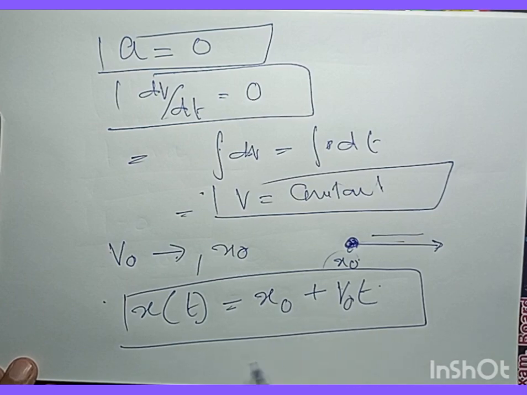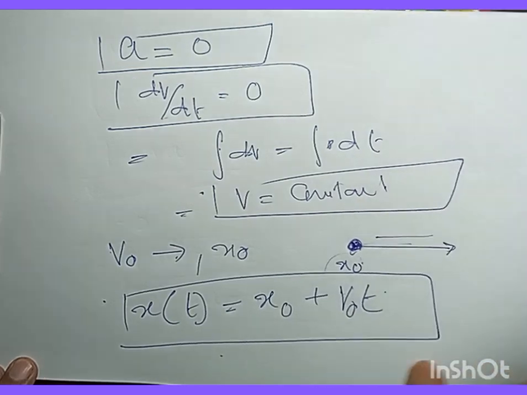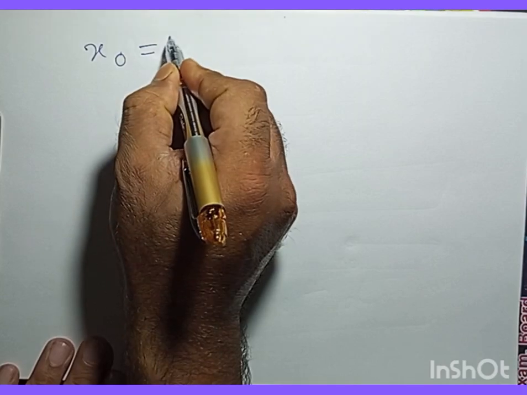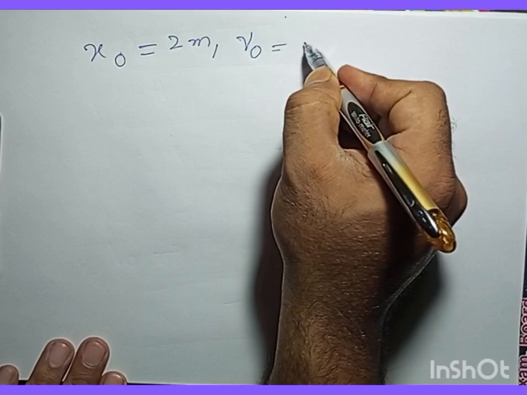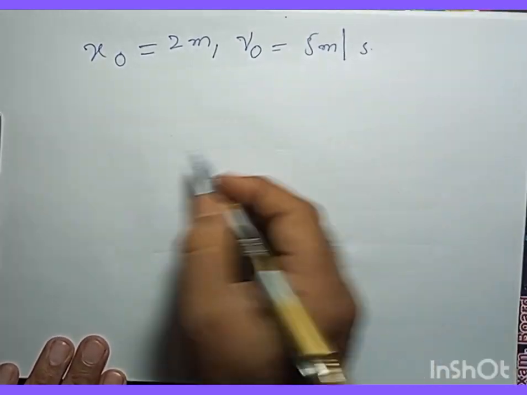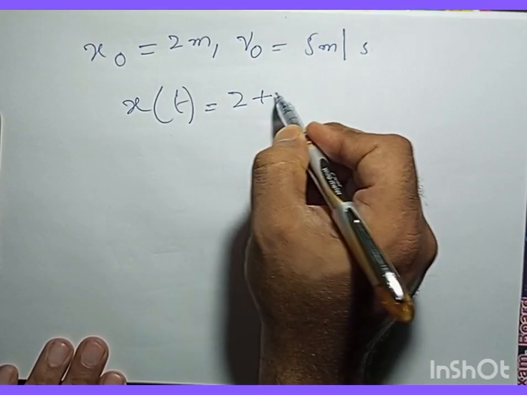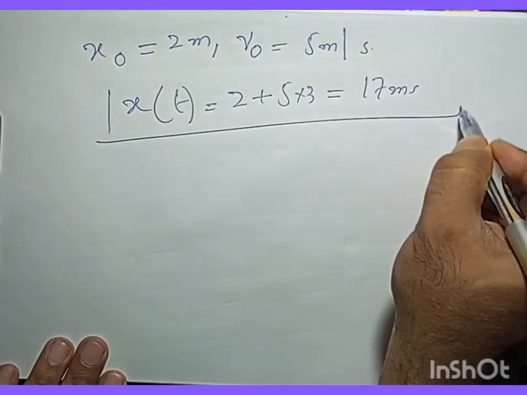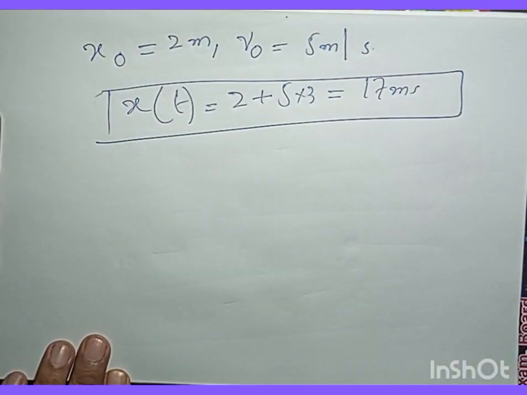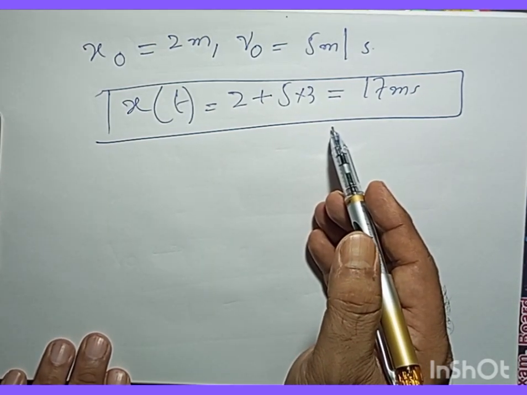Now, if I take the value of x0 equal to, say, 2 meters, and I choose v0 equal to, say, 5 meters per second, then I can calculate x of t. x of t is going to be 2 plus 5 times 3, and I'm going to get 17 meters. So the particle is going to be at 17 meters.